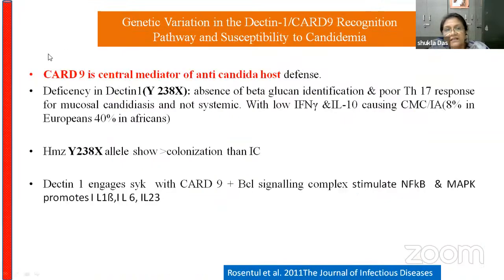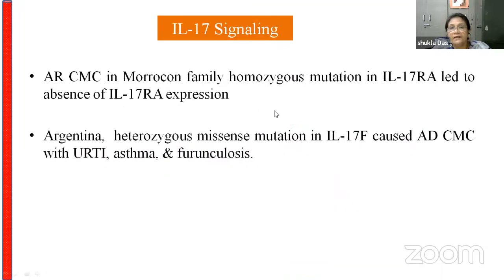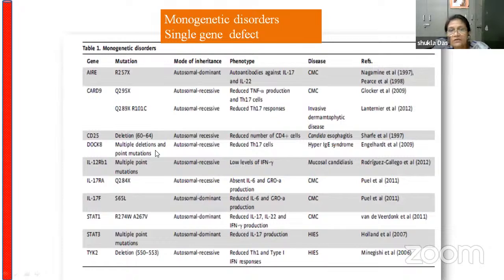So see, CARD9 is a very important factor for dermatophytosis as well as candidiasis. They have poor Th17 and Th1 response. There is an allelic mutation which occurs and causes colonization of invasive candidiasis. Autoimmune polyendocrinopathy candidiasis: this is again a very rare AIRE gene mutation causing a triad of Candida and other organ disorders. So this is again a table showing you.